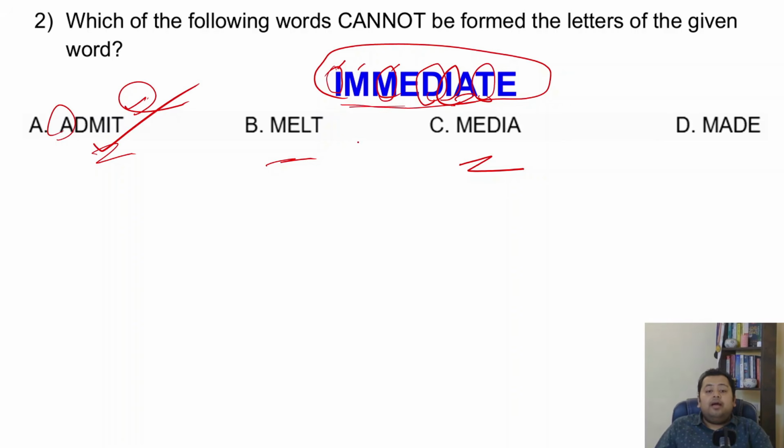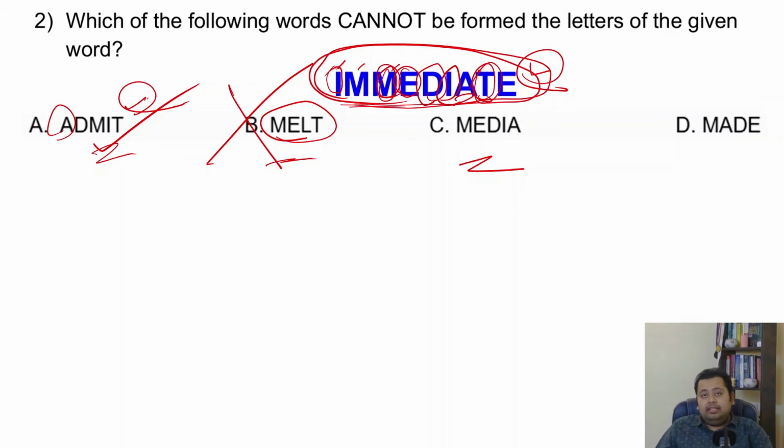Yes, you can. Correct. Melt. M-E-L-T. Is L there in this? No, it is not there, right? M is there, E is there, T is there, but L is not there. So you will not be able to make this word from the letters that are given in the word immediate, right? So melt is something that you will not be able to make. So your correct answer is actually B, right?